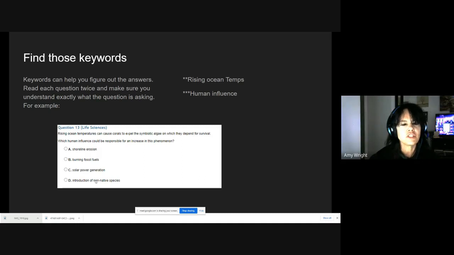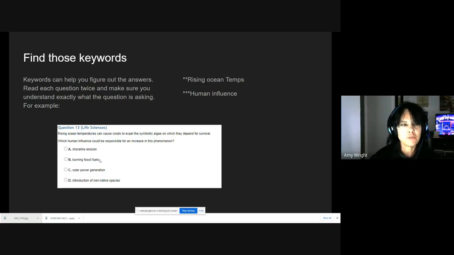Introduction of non-native species. Now, again, this is a human influence. We do put things into our lakes and oceans that are non-natives, and it can destroy the ecology. But that does not make the ocean temperatures rise, right? So this is actually the burning of fossil fuels.